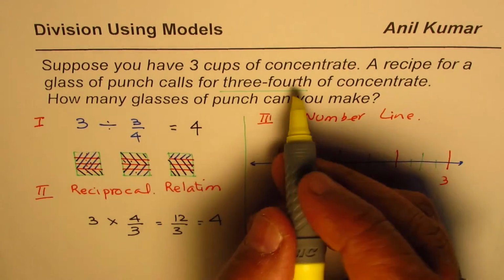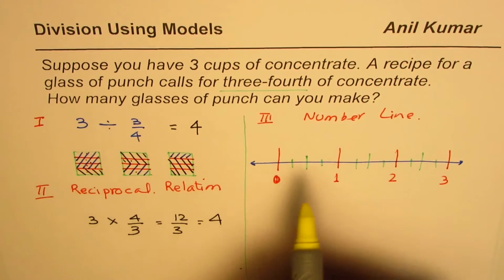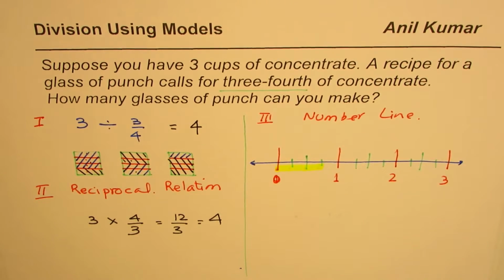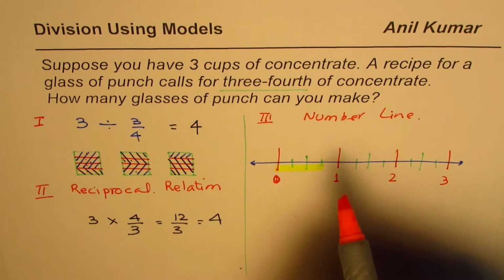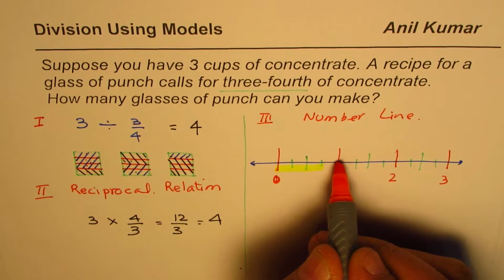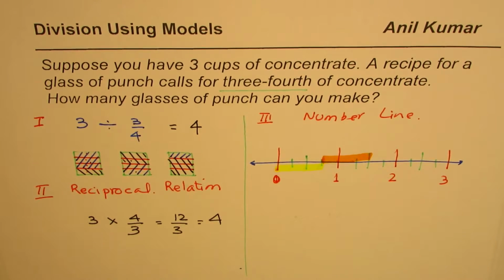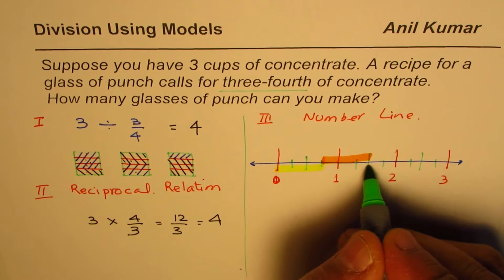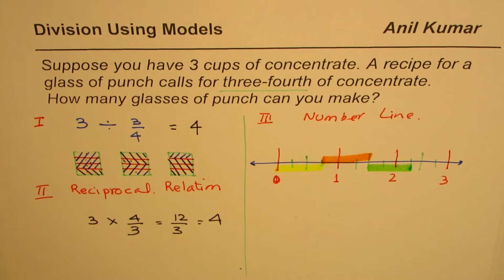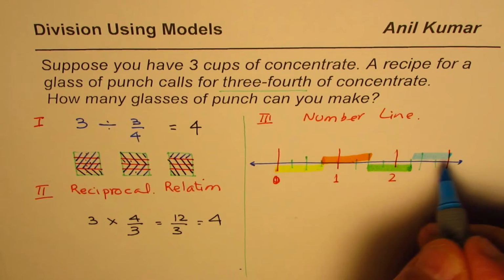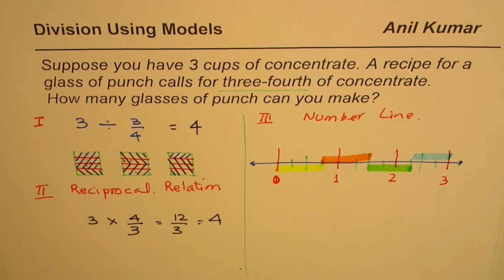Now we want 3/4 for each punch. So 1/4, 2/4, 3/4. So this is the first punch. Let me highlight with different things. We'll take another 3 1/4: 1/4, 2/4, 3/4. So this is the second punch. And then we can use another 3/4, which is 1, 2, and 3. And finally, another 3/4. So we are left with 1, 2, and 3. So these are the punches which we could make.